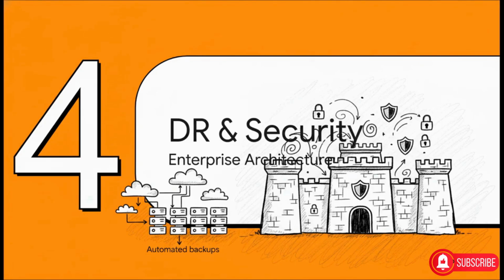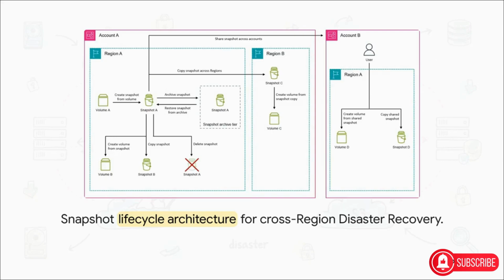Next up, Section 4, Disaster Recovery and Security. For a truly bulletproof disaster recovery strategy, we absolutely cannot leave our snapshots sitting in just our primary region. We need to automate cross-region snapshot copies to a secondary location. That way, if the whole London region goes offline, we can easily spin up our app over in Virginia.